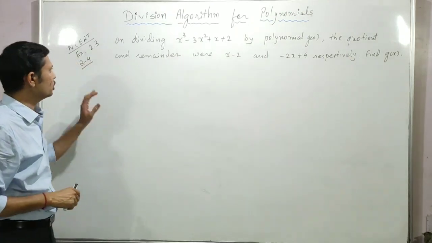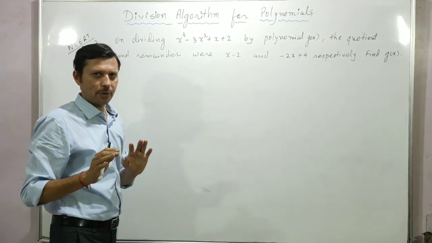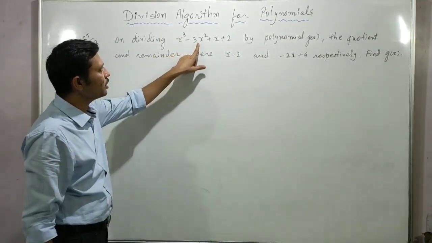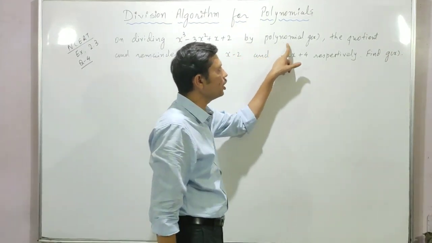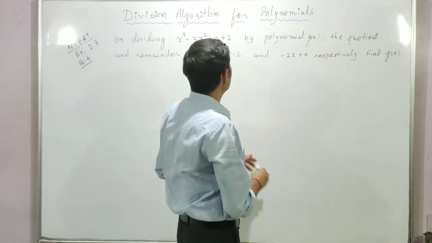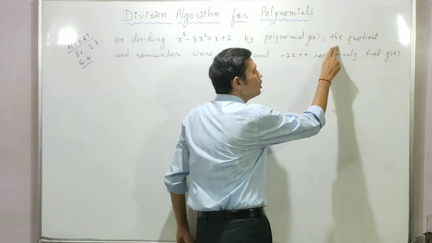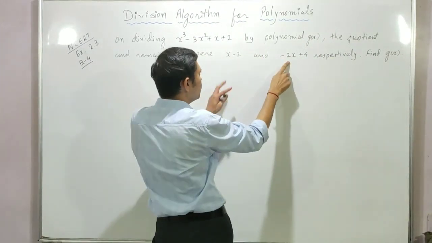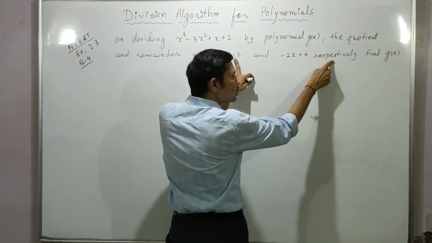Okay, so now we will take question number 4 of our exercise 2.3. Let's understand the question well first. On dividing x cube minus 3x square plus x plus 2 by polynomial g of x. We don't know the polynomial g of x, but when I divide this polynomial by g of x, the quotient as well as the remainder are both given. They are x minus 2 and minus 2x plus 4 respectively.